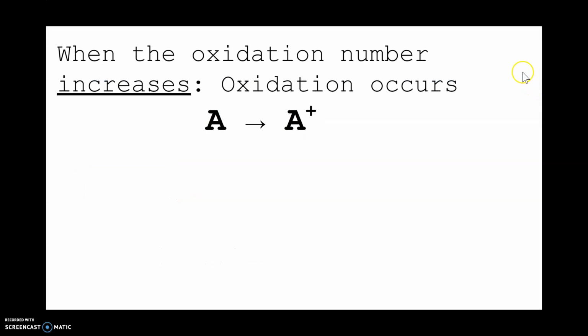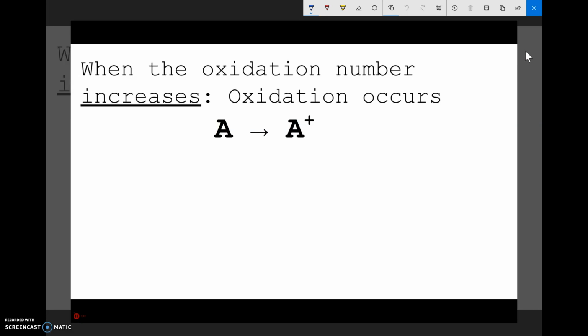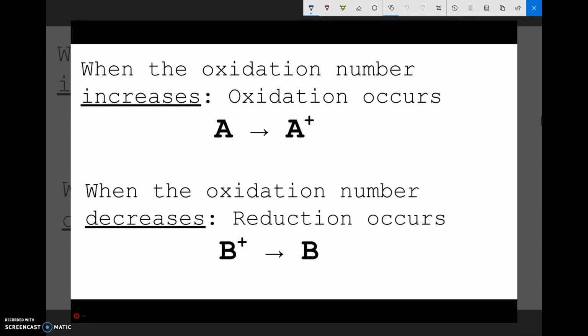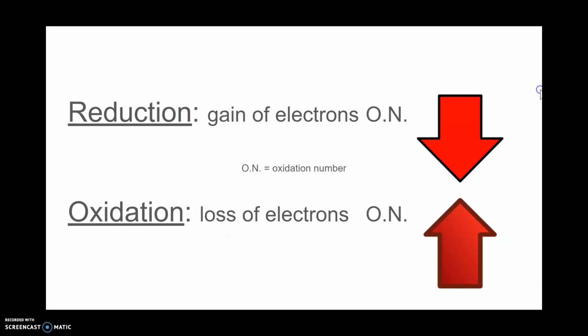Okay, so just to review, when the oxidation number increases, oxidation occurs. So right here we're showing that this is a 0, this is going to a +1. If it's increasing the oxidation number, then it's going to be oxidation. When the oxidation number decreases, reduction occurs. So here it's a +1. On the product side, it's showing a 0. That is going to be reduction when our oxidation numbers decrease.